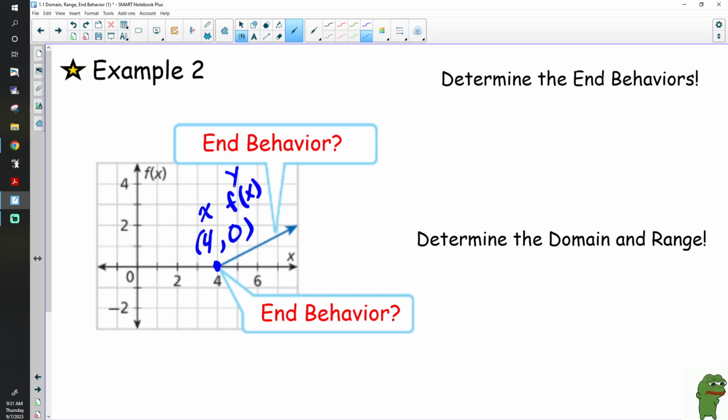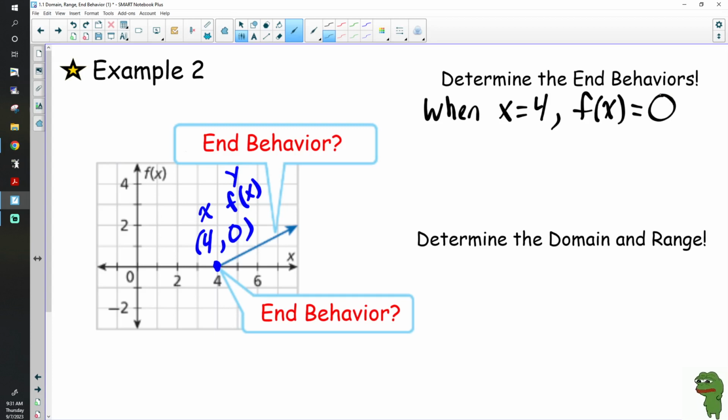Okay, so let's determine the end behaviors. X isn't approaching 4, x equals 4. When x equals 4, that's the left side. On the left side, x equals 4, and f of x, or y, equals 0. It's not approaching anything. We're not going towards infinity or negative infinity. It's a point. X is 4 when the function is 0. It's just a point. So if it's at a point, you just say the end behavior on the left is just a point, 4, 0.